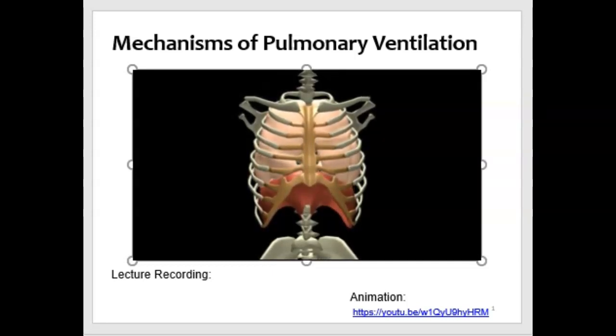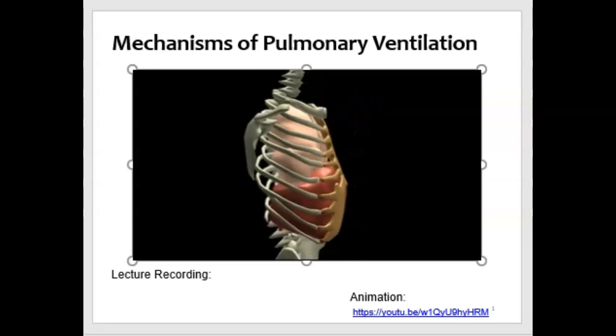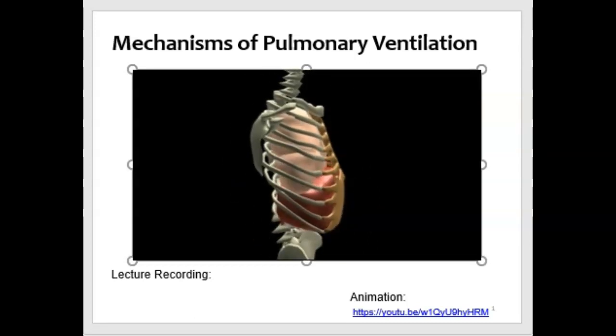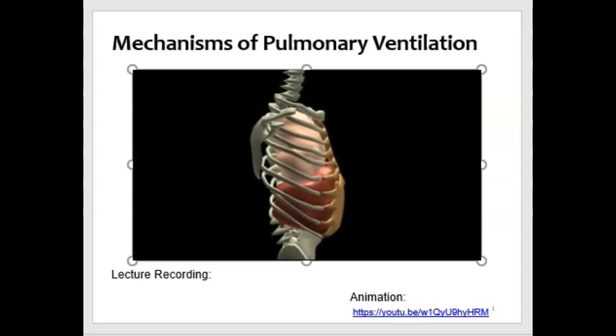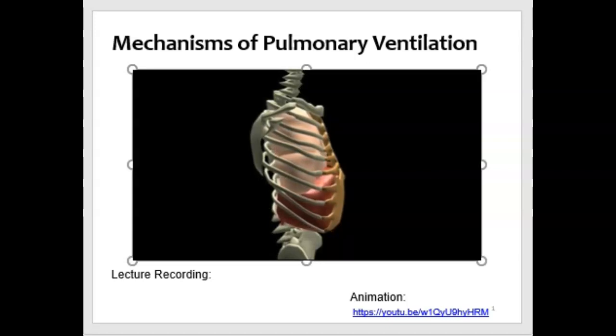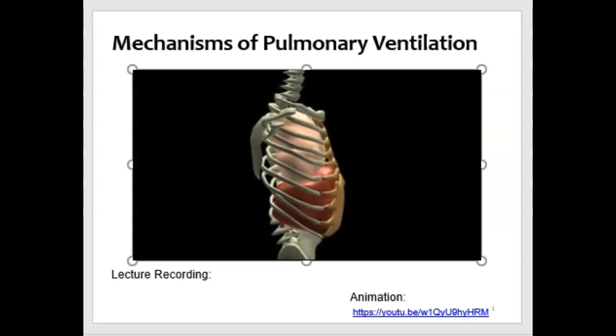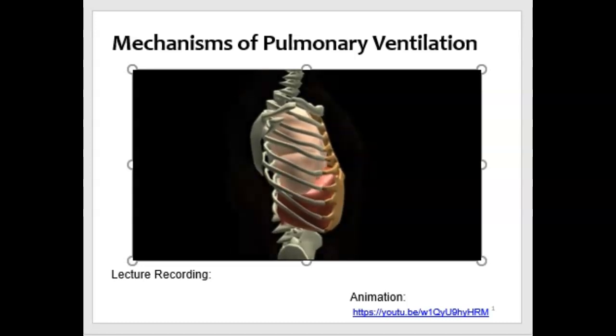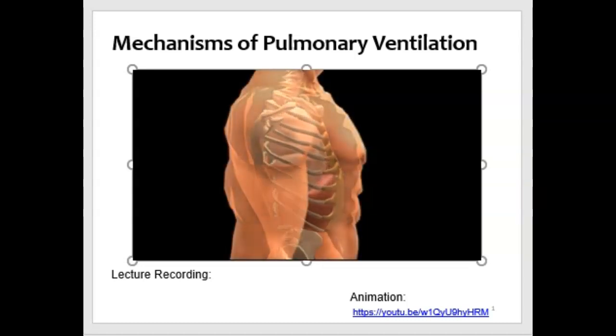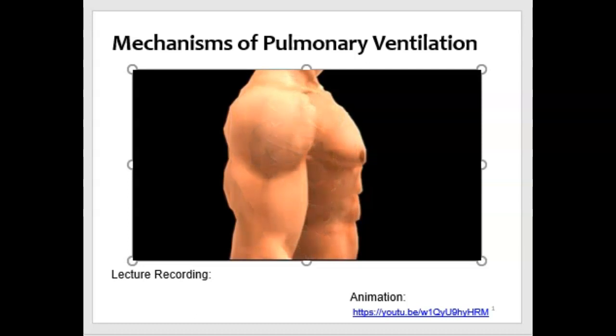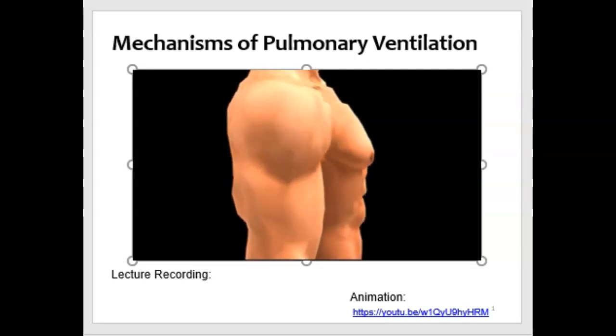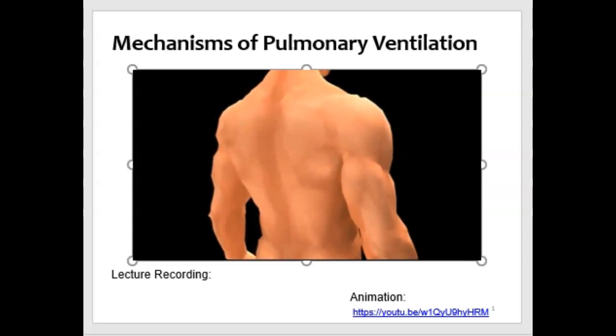And this change in the size of the thoracic cavity is achieved by muscular contraction for expansion and then relaxation for exhalation. And the muscle that's shown here is the diaphragm, and it's red. So externally we can see the chest change size when we breathe. When we inhale, the chest tends to expand, and when we exhale, it tends to reduce.